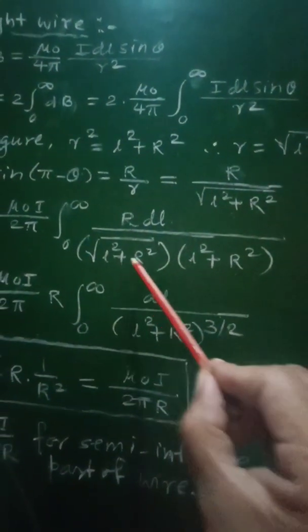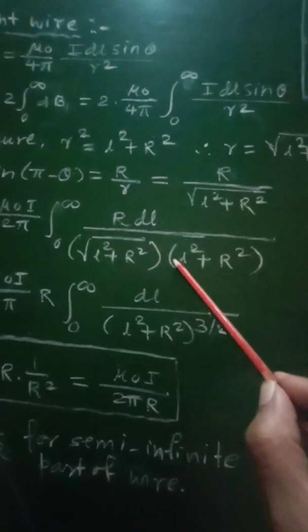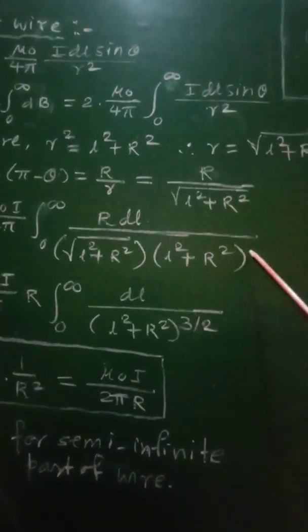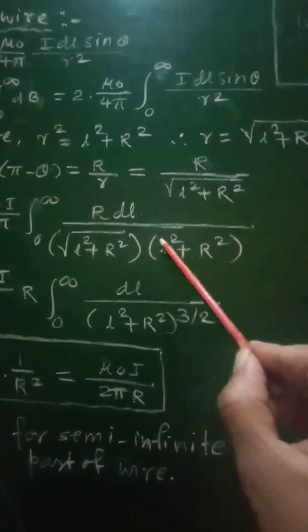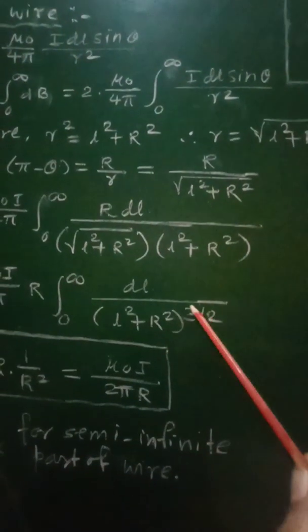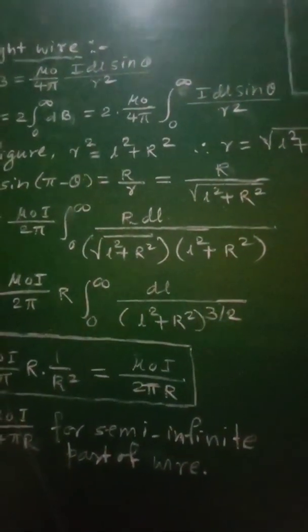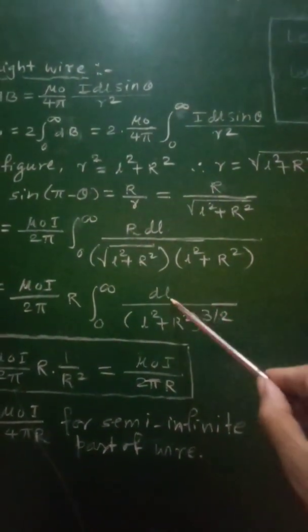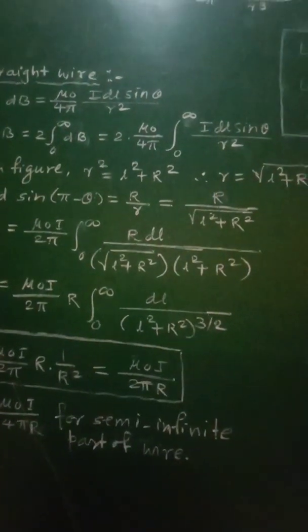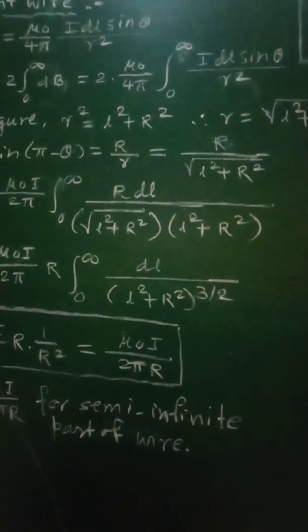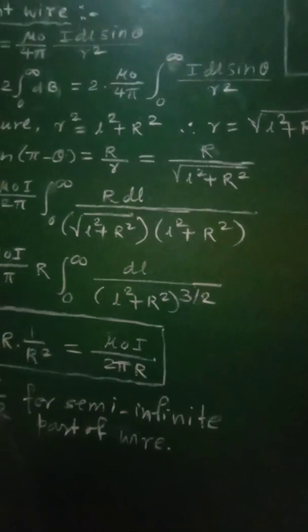Here (L² + R²) raised to half is there. Here (L² + R²) raised to 1 is there. By laws of indices, 1 plus half, that is 3 by 2. And now we will have to find out the value of this integration dl upon (L² + R²) raised to 3 by 2.